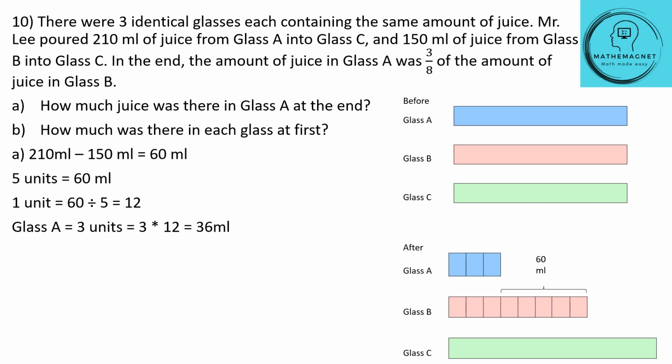So 3 into 12 will become 36 ml, and the question asked how much juice was there in glass A at the end. So glass A had 36 ml in it at the end.